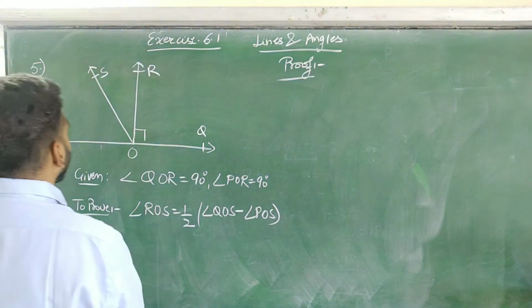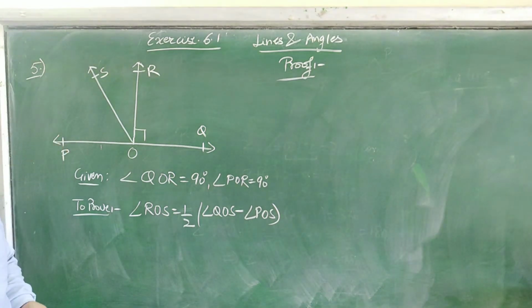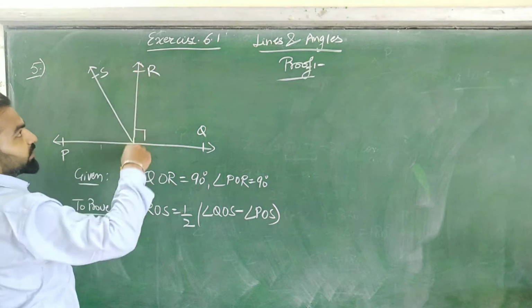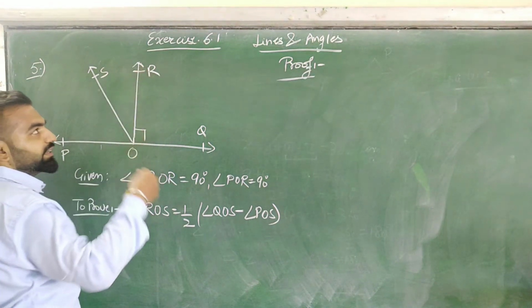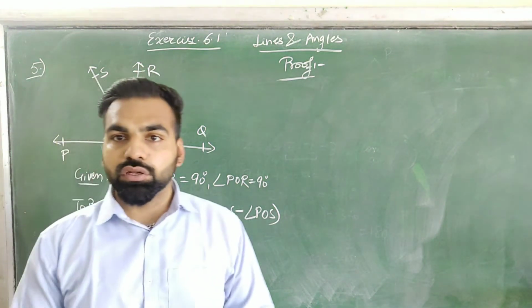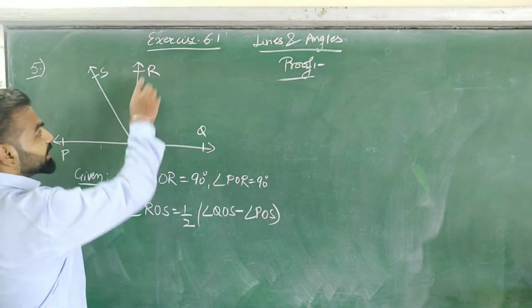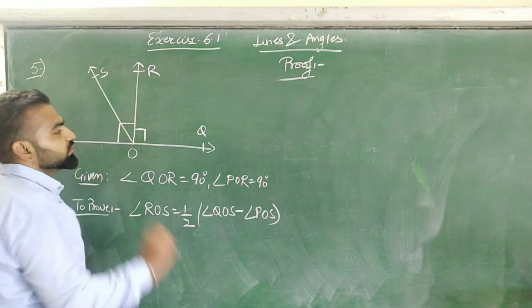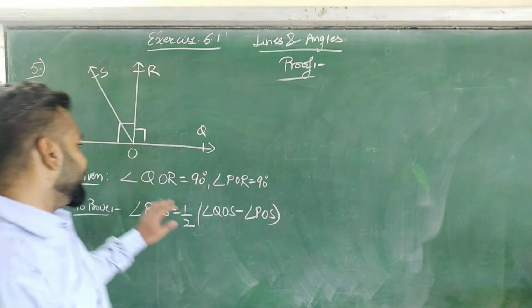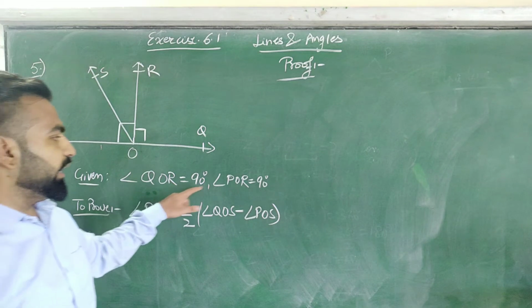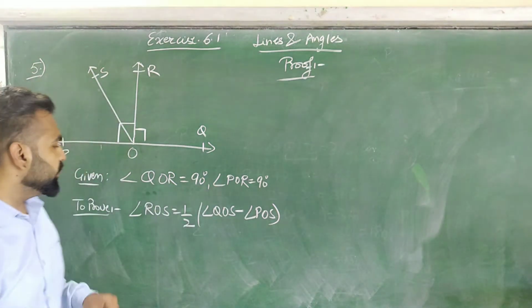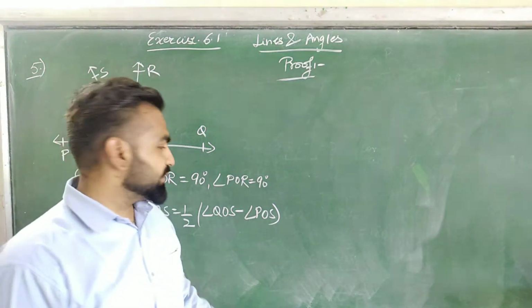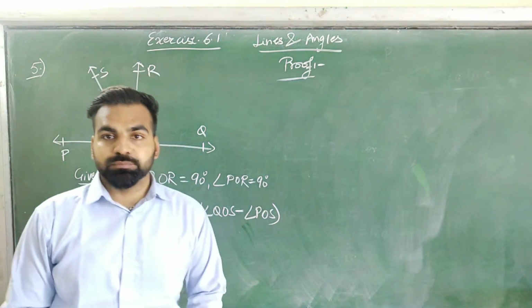Let's start question number 5 now. See the figure of question number 5. POQ is a line. There are two rays, OR and OS. OR is such that OR is perpendicular to POQ. So if OR is perpendicular, then this angle is 90 and this part is also 90 degrees. So I have written in the given part, angle QOR is 90 and angle POR is 90. So we have to prove that angle ROS is half of angle QOS minus angle POS.